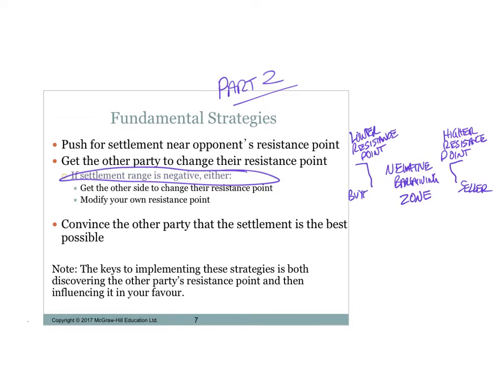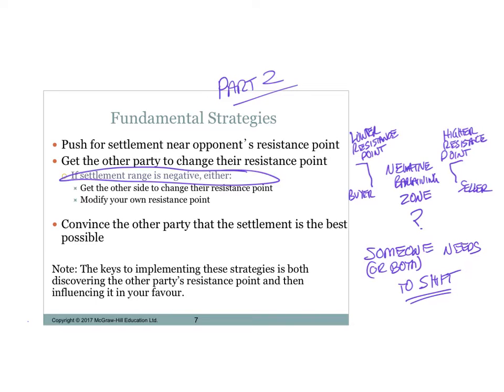Or maybe we need to look at it ourselves. In other words, if we really love the house, maybe we need to say, well, maybe I can come up with another $10,000 or $15,000 to make it work. But this all comes out in the dialogue, and we have to be careful not to be offended or put off just because somebody's made an offer to us that we find is too low or too high, depending on what we're doing. And the last one is to convince the other party that the settlement is the best possible.